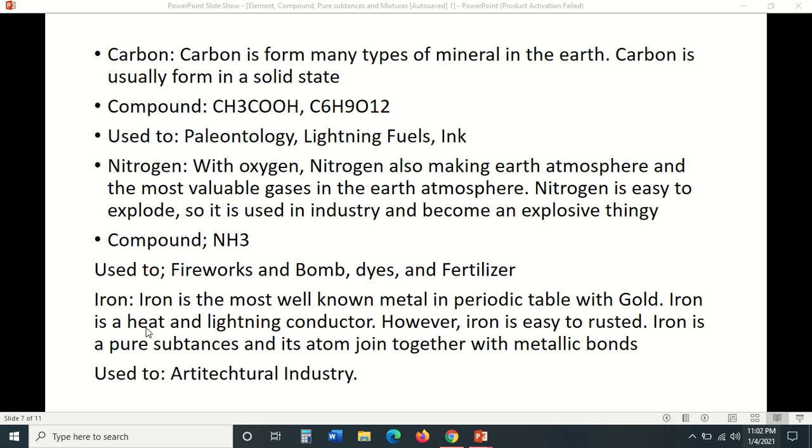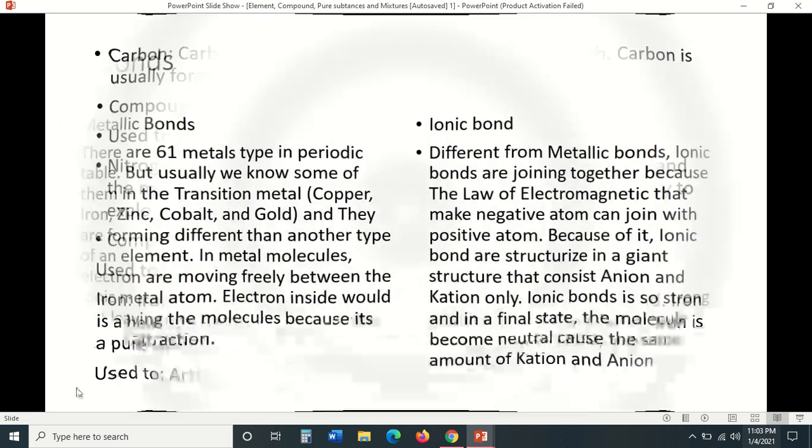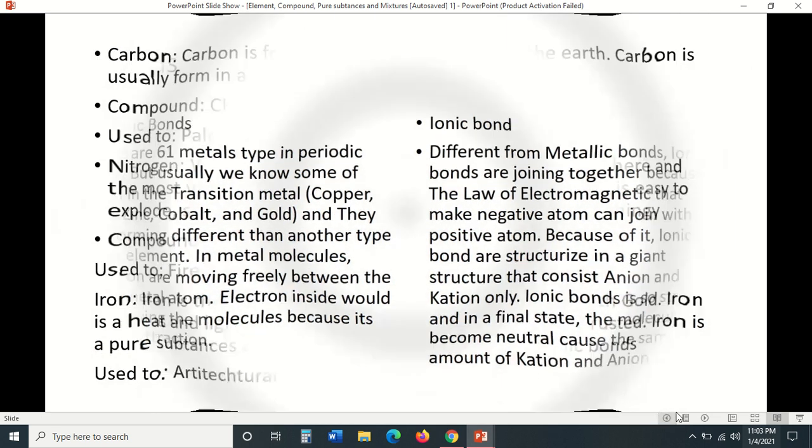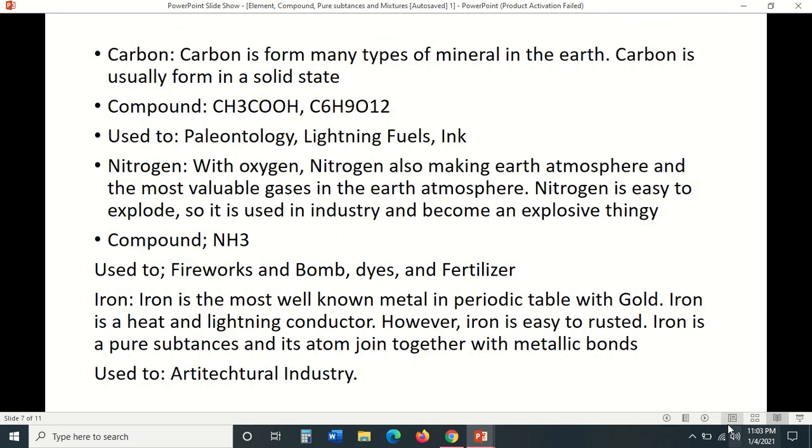So when you have a spoon or a knife or fork, it is formed from iron that is mixed with copper and then with aluminum too. This is called an alloy. Okay, next.